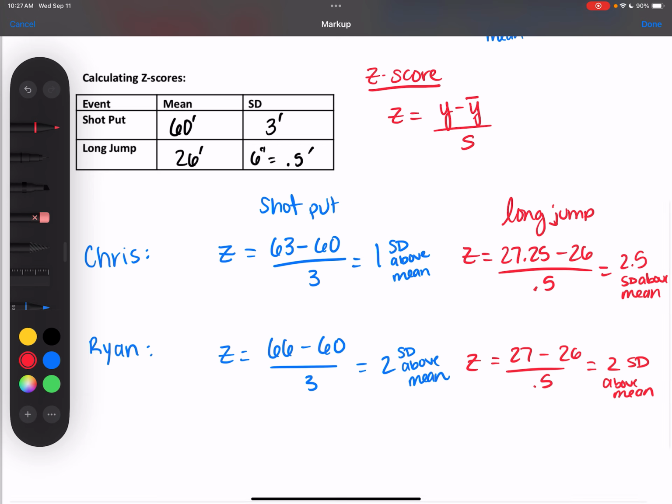So based on that, who's the better athlete? I don't know if it's mathematically accurate, but if you add up the SDs for Chris, it's only 3.5, but for Ryan, it's 4. Or if we took the average of the two of them. Well, I would say take the average of them if we're comparing multiple things like we are in this one. So 1 plus 2.5 is 3.5 divided by 2, which is 1.75. Whereas for Ryan, 2 plus 2 divided by 2 would be 2, and so his would be higher.